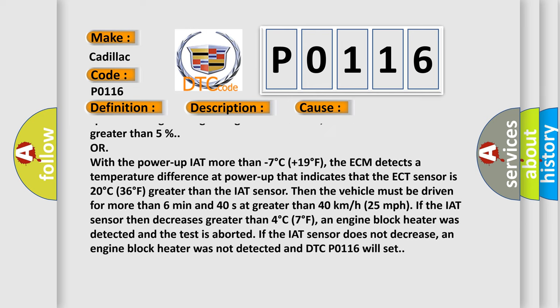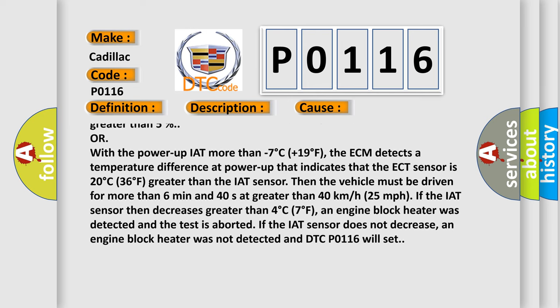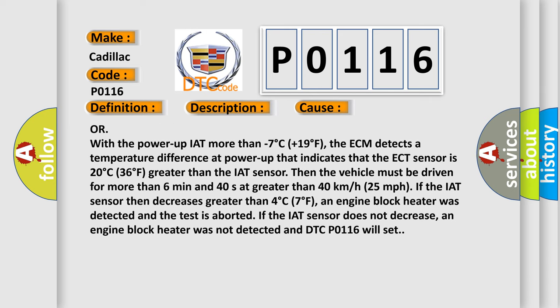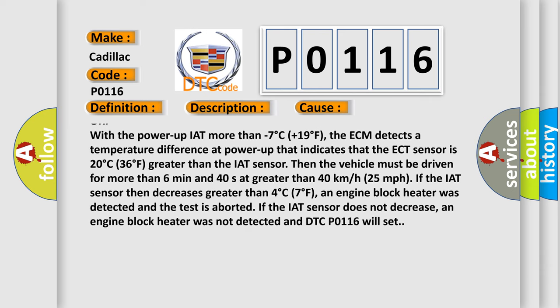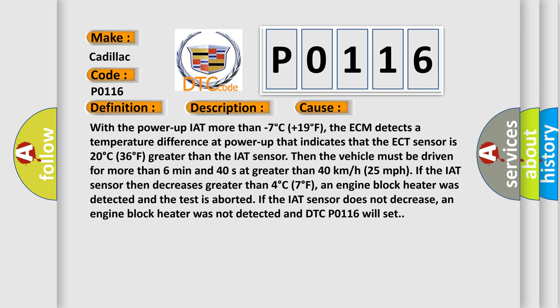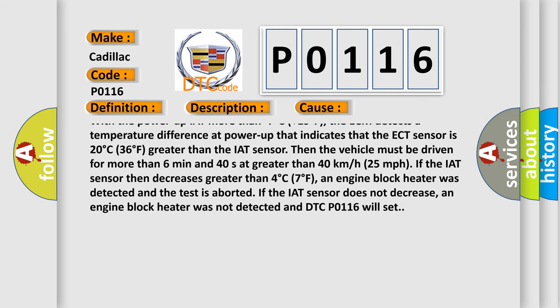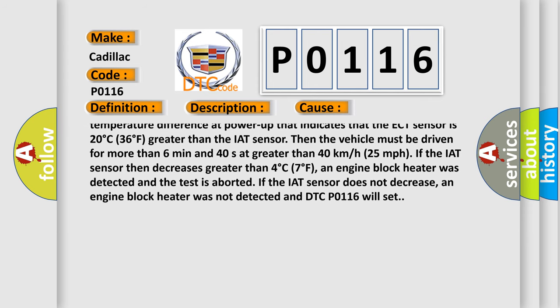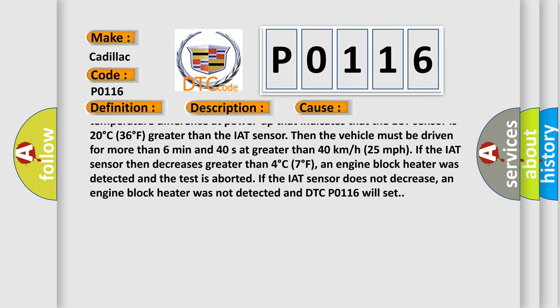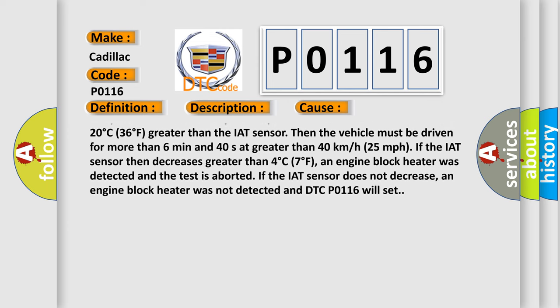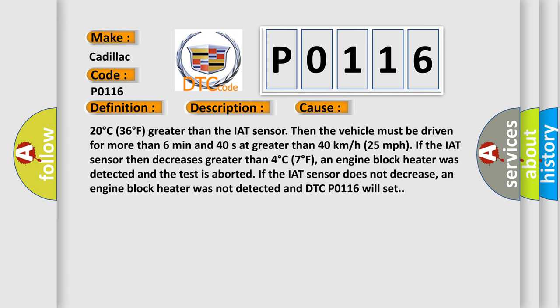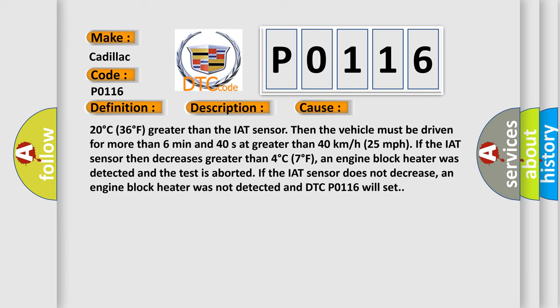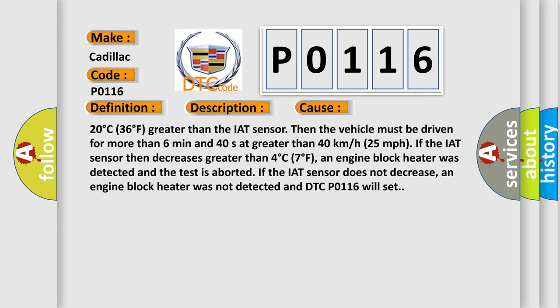+19°F, the ECM detects a temperature difference at power up that indicates that the ECT sensor is 20°C, 36°F greater than the IAT sensor, then the vehicle must be driven for more than 6 minutes and 40 s at greater than 40 km/h, 25 miles per hour. If the IAT sensor then decreases greater than 4°C, 7°F, an engine block heater was detected and the test is aborted. If the IAT sensor does not decrease, an engine block heater was not detected and DTC P0116 will set.